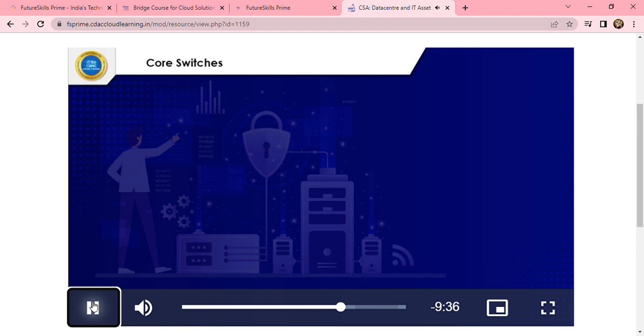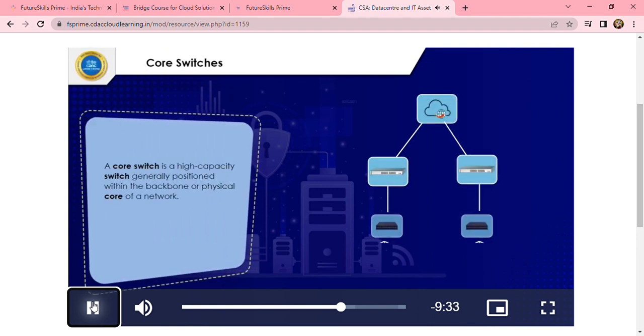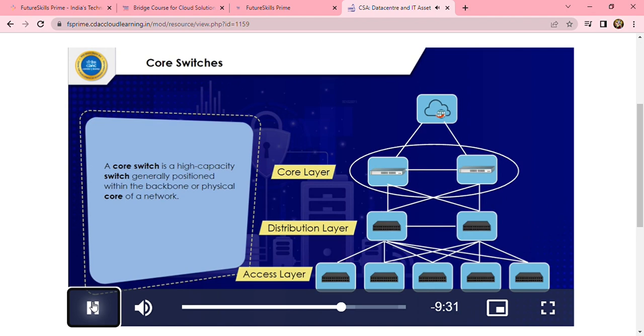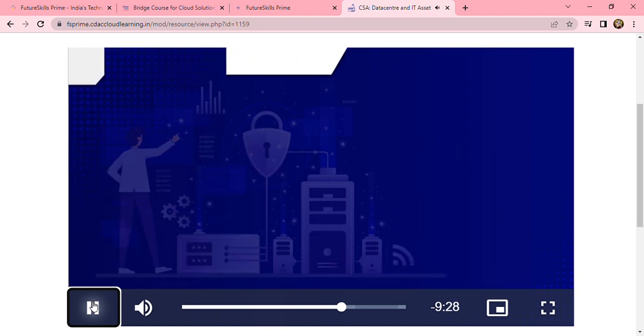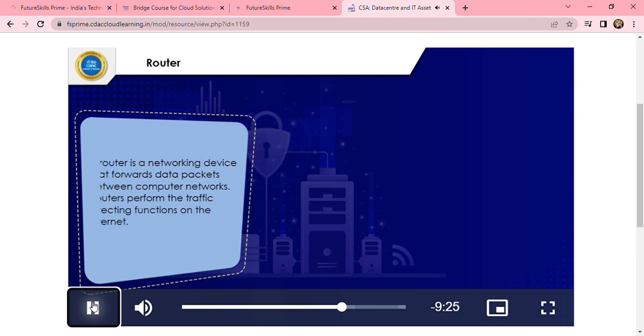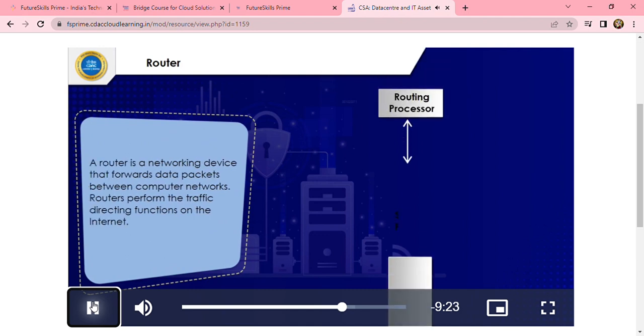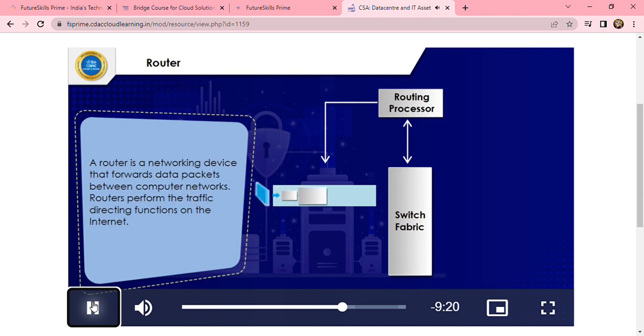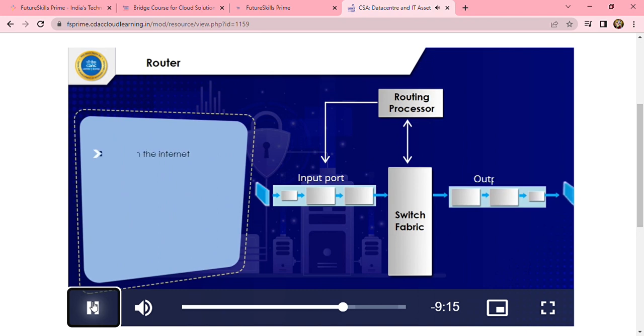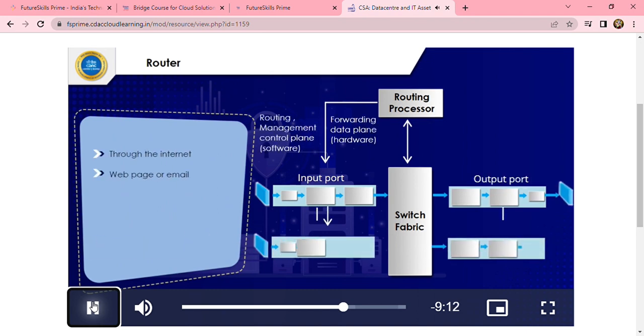Core switches. A core switch is a high-capacity switch generally positioned within the backbone or physical core of a network. Router. A router is a networking device that forwards data packets between computer networks. Routers perform the traffic directing functions on the Internet. Data sent through the Internet, such as a web page or email, is in the form of data packets. A packet is typically forwarded from one router to another router through the networks that constitute an internetwork, for example the Internet, until it reaches its destination node.